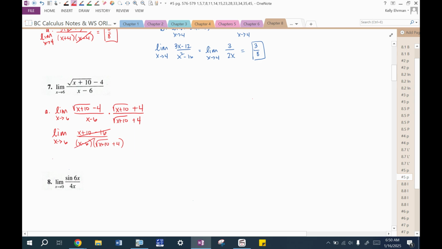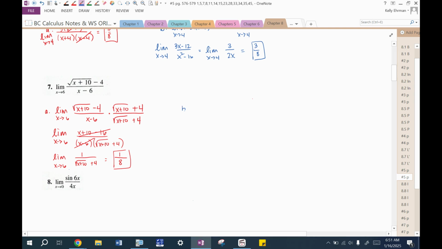So now it's the limit as x approaches 6 of just 1 over the square root of x plus 10 plus 4. Try direct substitution into that, and you get 1 over square root of 16, which is 4, plus 4. So you get 1/8.